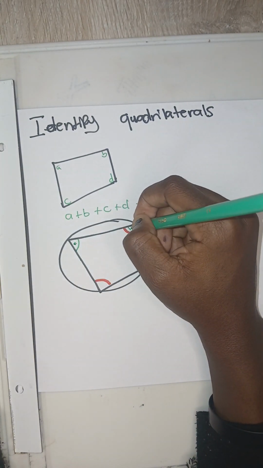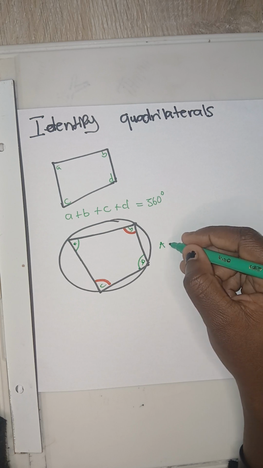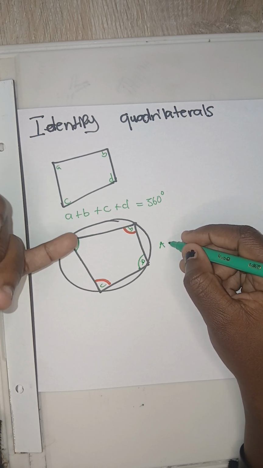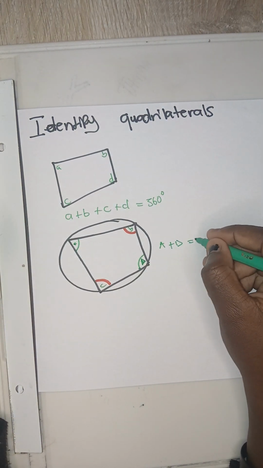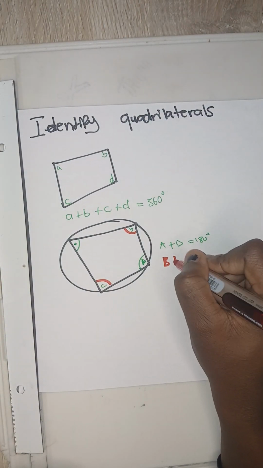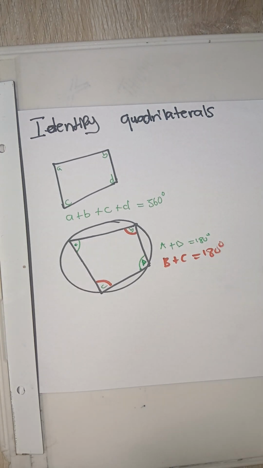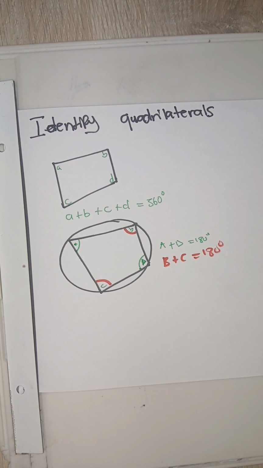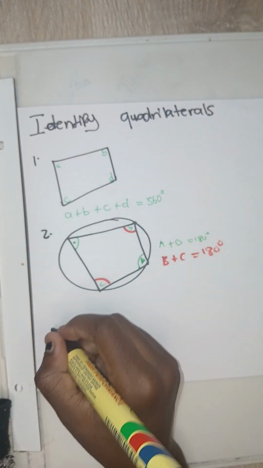If they're A, B, C, D, you can say A and what is this? This is D. A plus D is equal to 180 degrees in only a cyclic quad. And then B plus C is equal to 180. So in all, when they add, they give you 360.